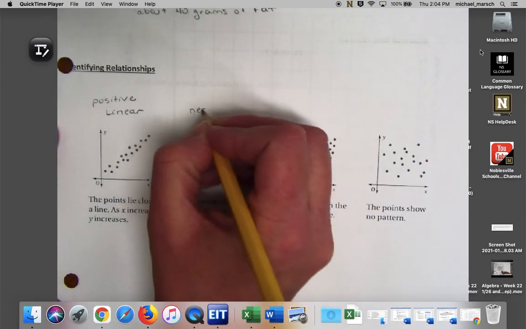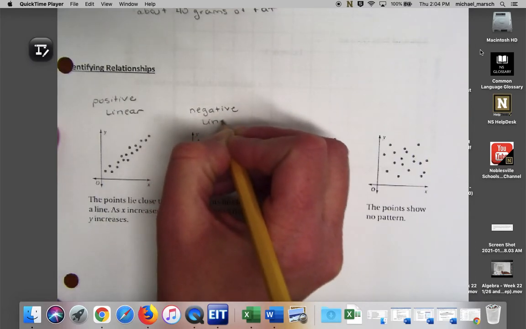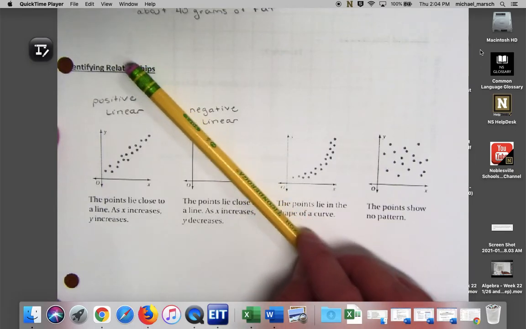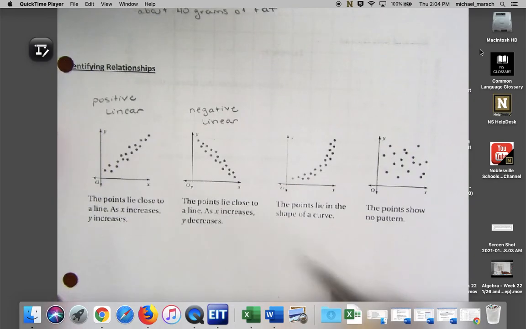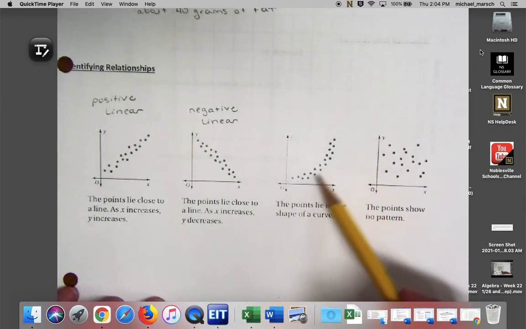How about this second one? Negative linear. Again, we could use a ruler and make a straight line as close to as many points as possible. I say we could, knowing that we will be doing that. That's our next step here. Exciting.